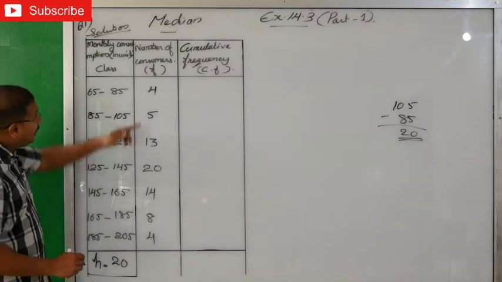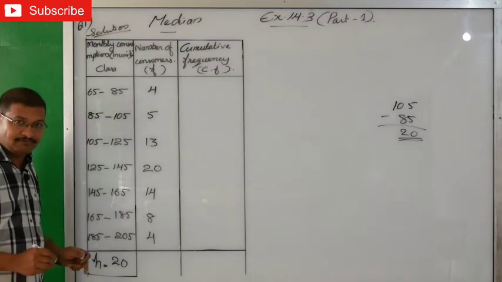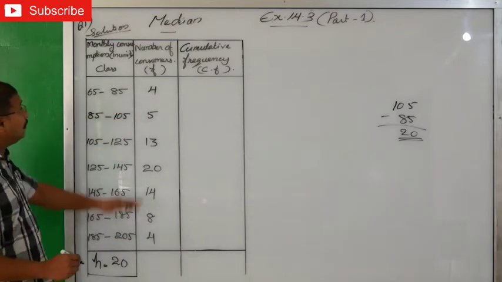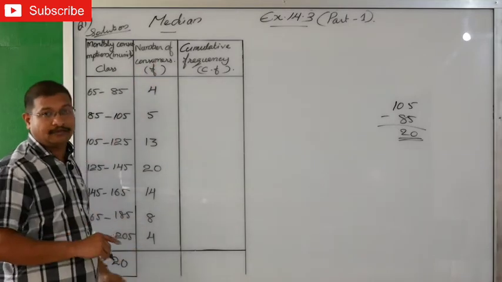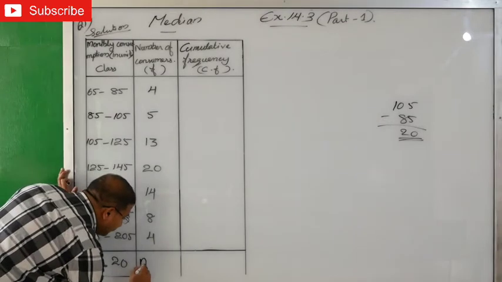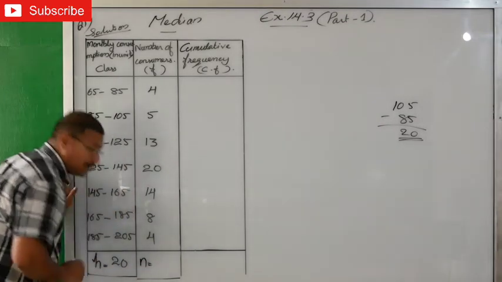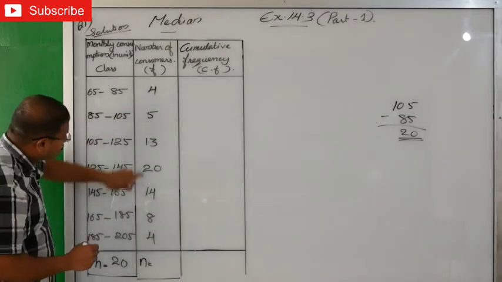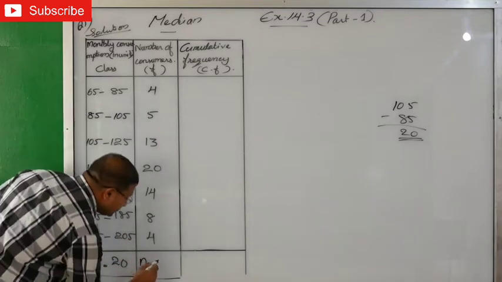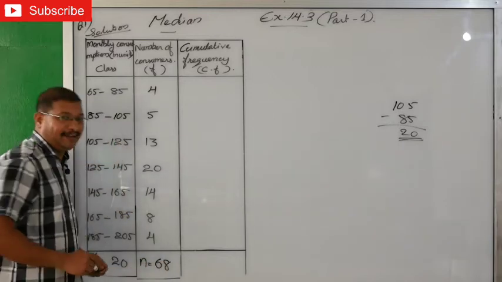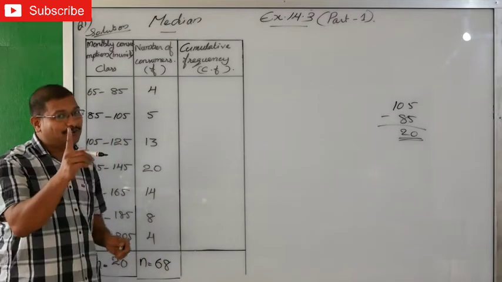After that, we have to find the total of the number of consumers. That will be N. N equals the total. So please add it. Do it fast. How much are you getting? 68. Don't copy, you have to do it alone.